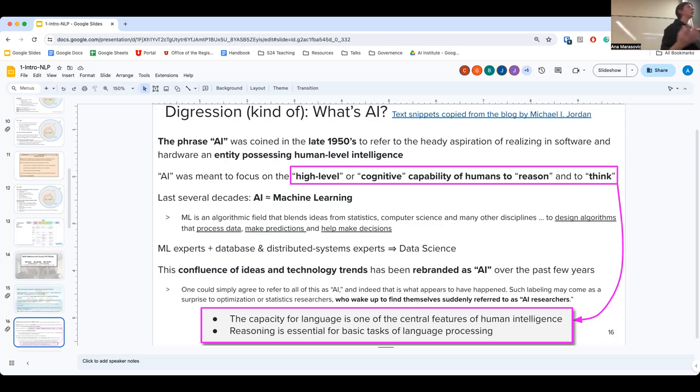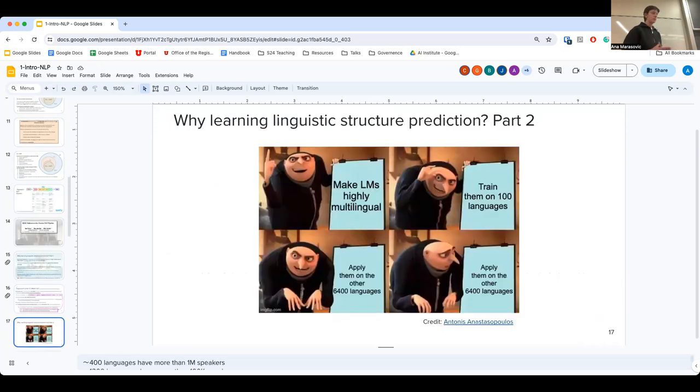And then how do you know whether your AI is reasoning? You need to go back to these questions that go beyond pure machine learning, as I have mentioned in the previous slide. Okay, moving on to why else.